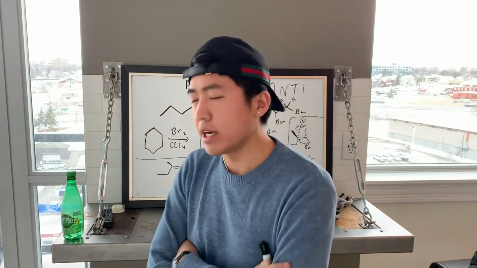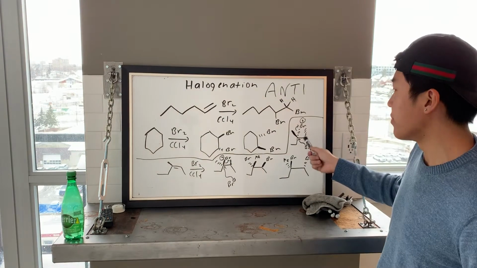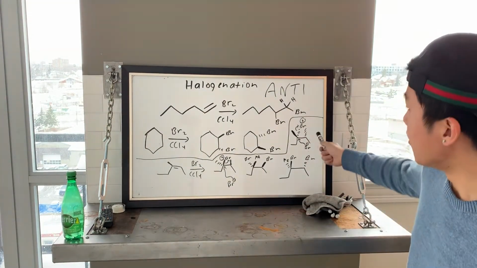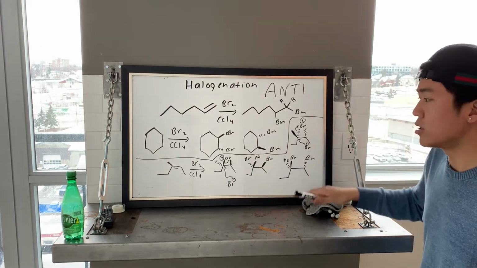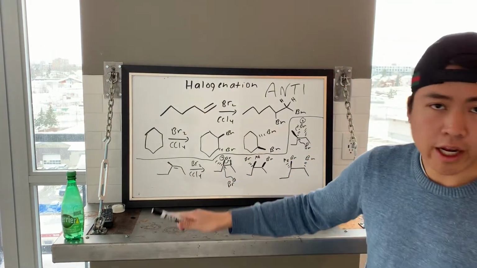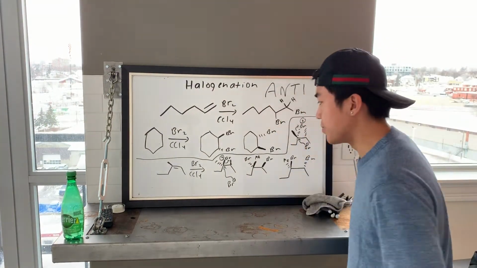You also have to keep an eye out if there's any other chiral centers, because you may have a racemic mixture of what's going on with these two, because one could have been wedge, one could have been dash. But if there was a chiral center that was not changed, then you'd have diastereomers as your final product.